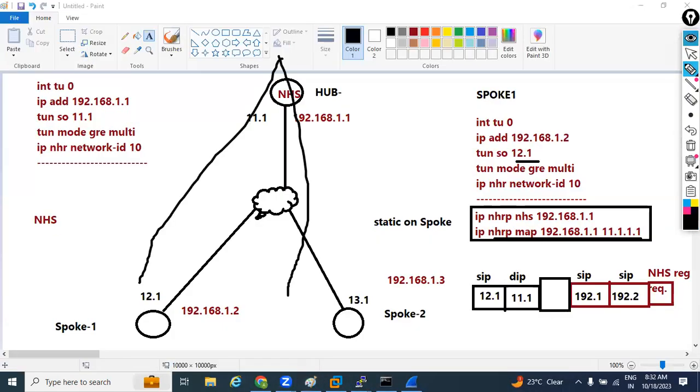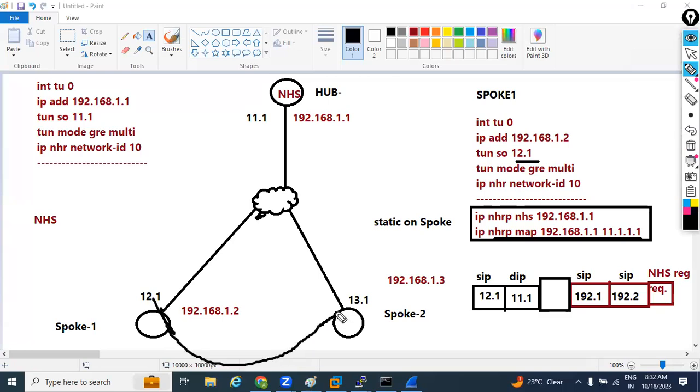Yesterday, what we were doing: let's consider if you want to establish a tunnel, the communication concept. We have to do the mapping for two kinds of traffic, one for unicast and one for multicast.